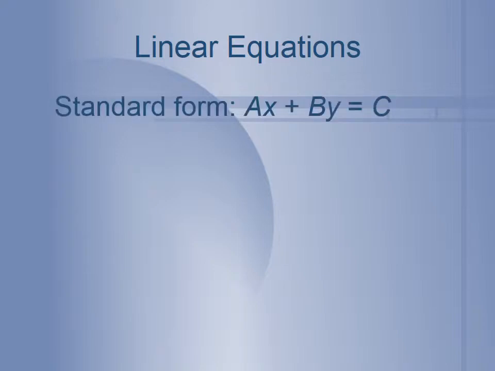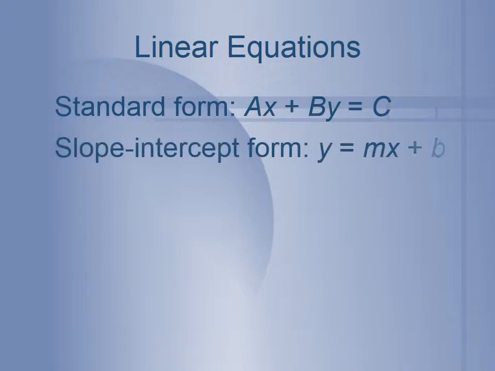Okay, so in linear equations we have the standard form, which was ax plus by plus c, where that a and that b and that c, those are all numbers, right? And then we have the slope-intercept form. Remember, this is our very best friend. That's y equals mx plus b, where m is your slope and b is your slope-intercept.